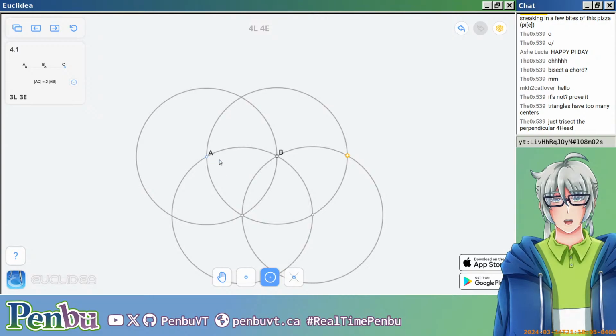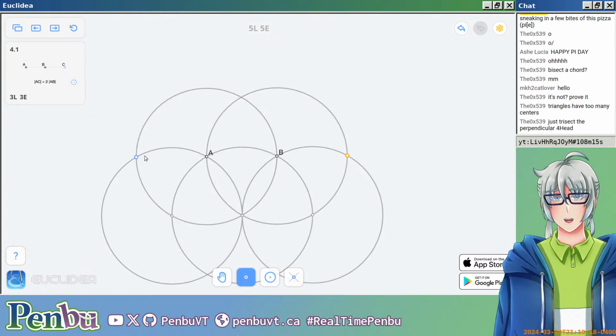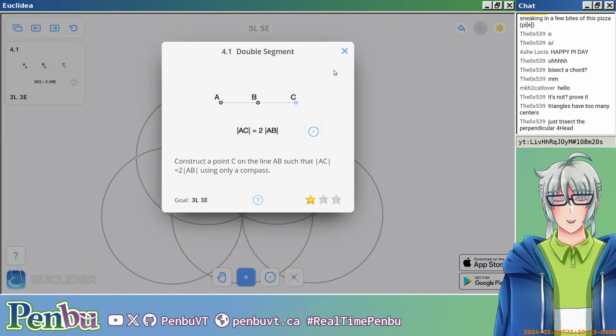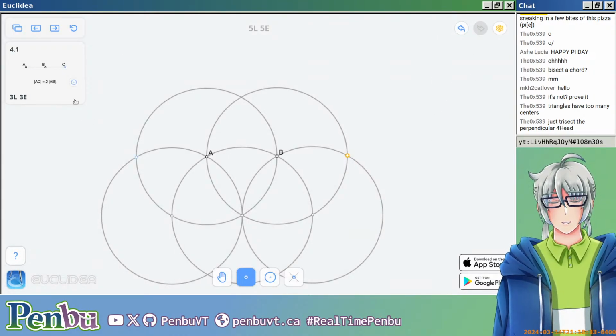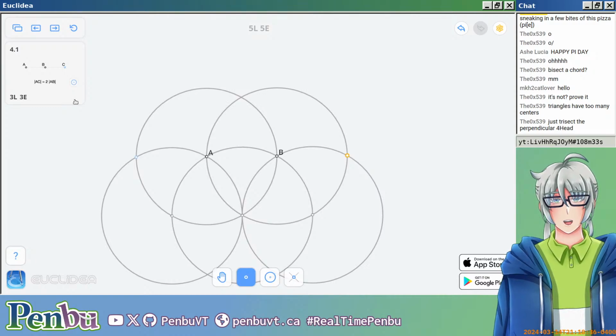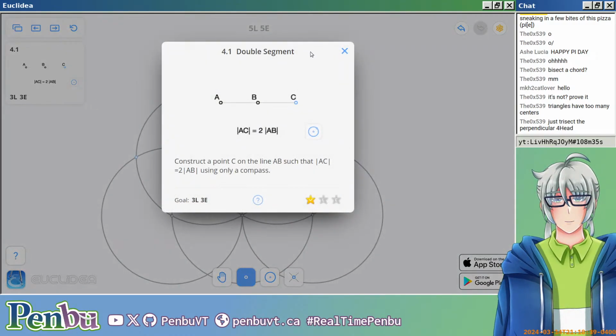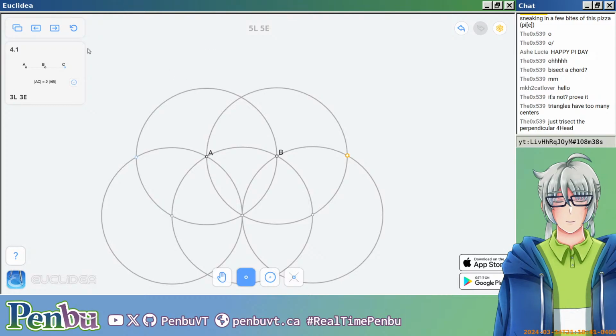We do it from A, and then we do this, then we do this, and then we do this one, we get the other side here. And I guess that doesn't actually count. Yeah, okay, that makes sense. Which is fine. Wait, 3L? How do you get this in 3? We took 5.